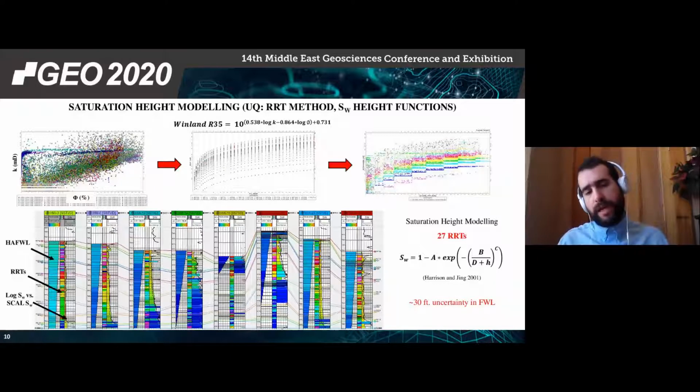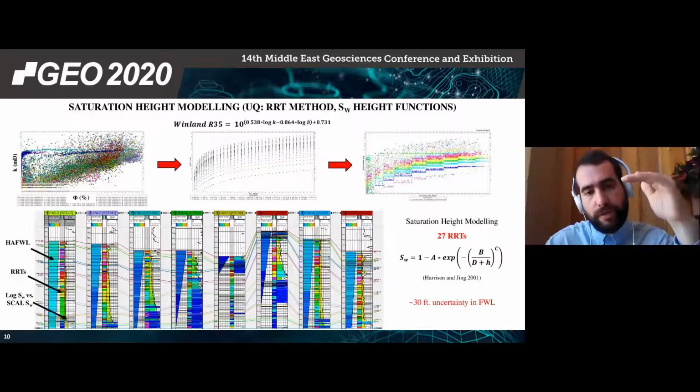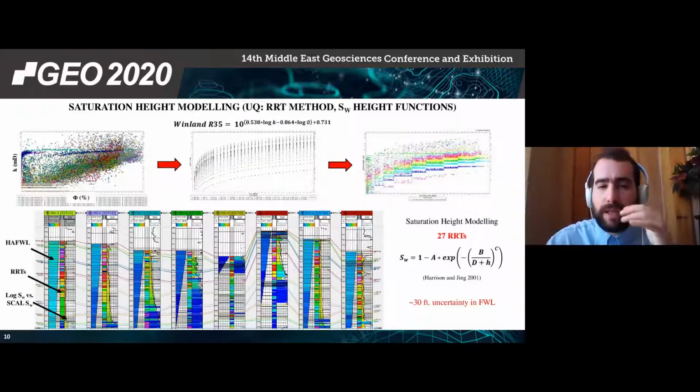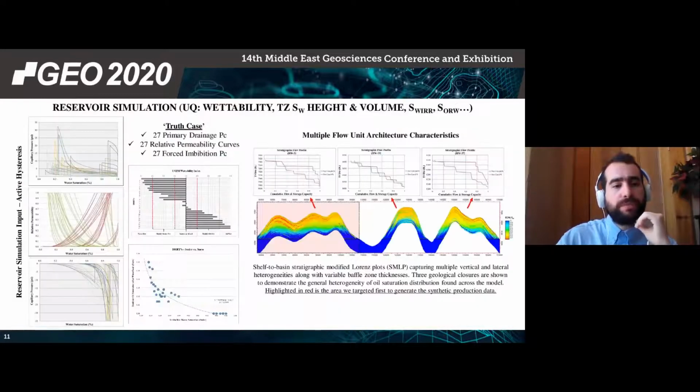And also, when we characterize this, we have to look at the free water level. For the definition of a free water level, we have to have our MDT data. Of course, I don't have MDT data, and this is a synthetic reservoir. I try to be as realistic as possible. But there is about a 30-foot uncertainty in the free water level. So even if I shift that free water 30 feet up or 30 feet below, I still get a relatively good match with the saturation from the log. So we're incorporating the free water level as a geological uncertainty.